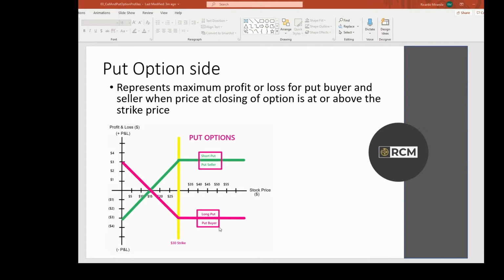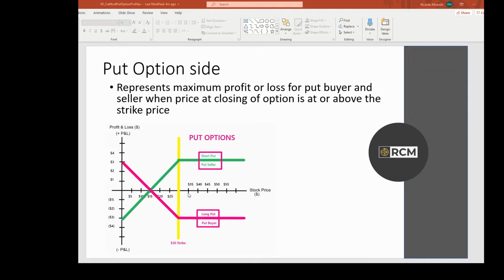The red profile represents the put buyer's position. When the put buyer buys a long put, he has purchased it from a put seller who has taken the opposite position, illustrated by the green profile. Also notice that when the market price at closing is at or above the $30 strike, the put buyer will be at max loss, in this case at minus $3.